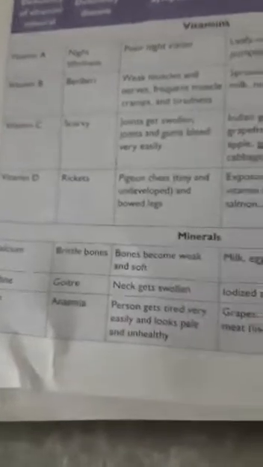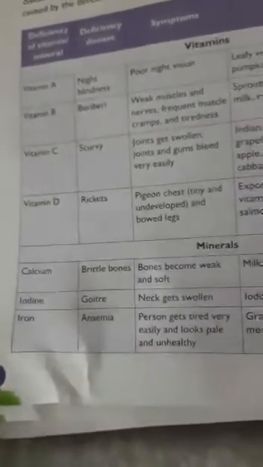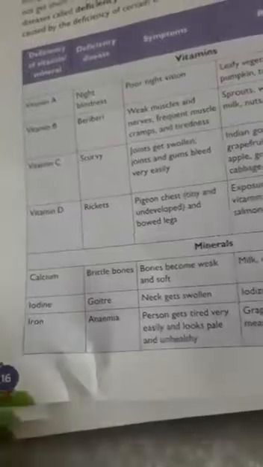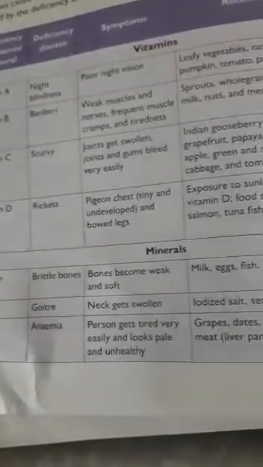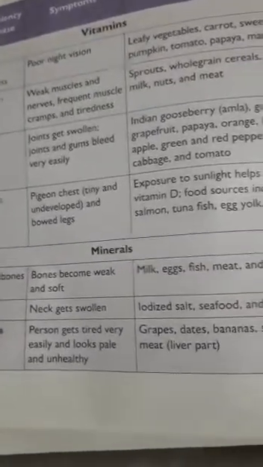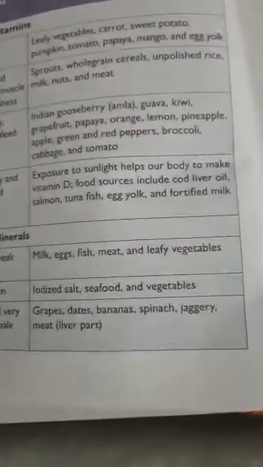So next we will see minerals. The first mineral which is essential for our body is calcium. Deficiency of calcium causes brittle bones. The bones become weak and soft. Sources are milk, egg, fish, meat, and leafy vegetables.